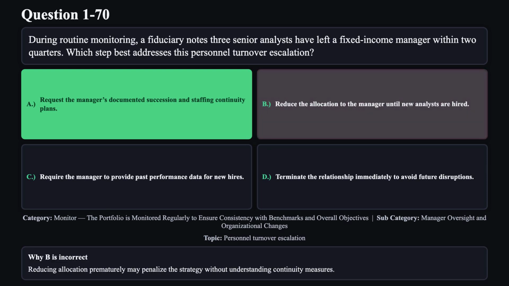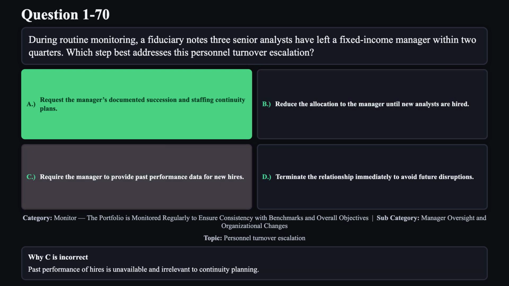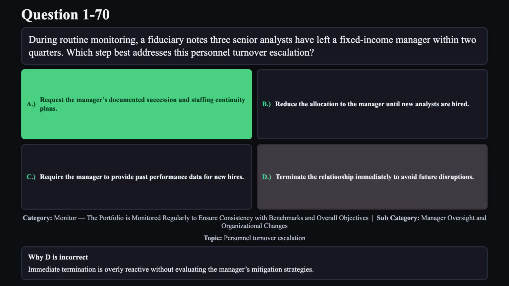Reason B is not correct. Reducing allocation prematurely may penalize the strategy without understanding continuity measures. Reason C is not correct. Past performance of hires is unavailable and irrelevant to continuity planning. Reason D is not correct. Immediate termination is overly reactive without evaluating the manager's mitigation strategies.